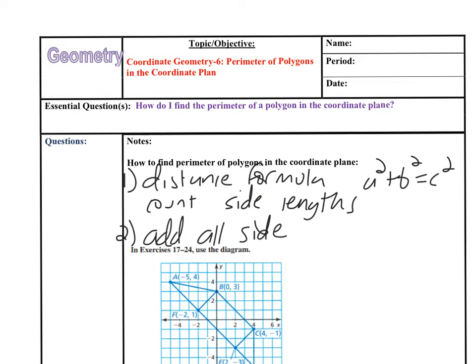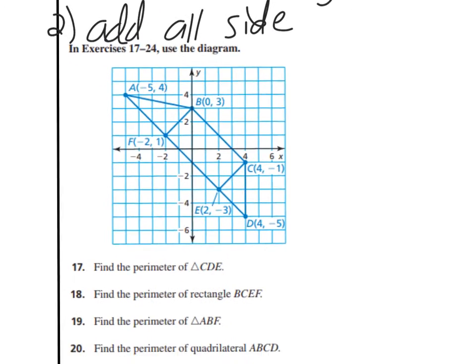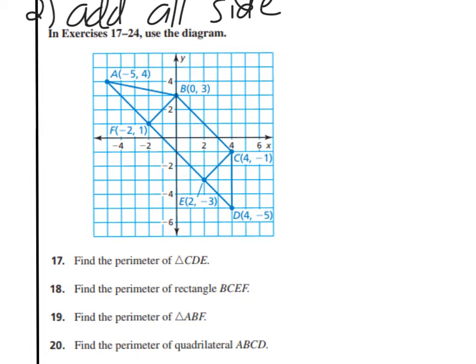So we're going to practice with a couple problems today. First one, here's our diagram, and it says find the perimeter of CDE. Okay, so I need three sides. The first side I'm going to do is CD because I can count it. 1, 2, 3, 4. The second side that I'll go ahead and find is EC.